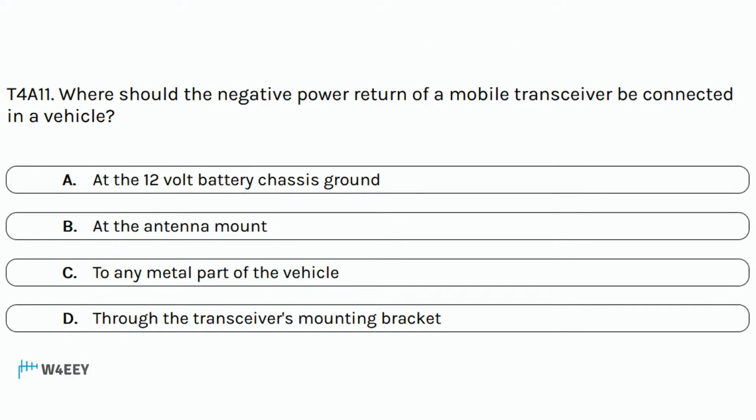All right, where should the negative power return of a mobile transceiver be connected in a vehicle? Alpha. Yeah, you want to go back to the battery if at all possible. Used to be that you could connect to any metal part of the vehicle. That's not so much anymore in modern cars.